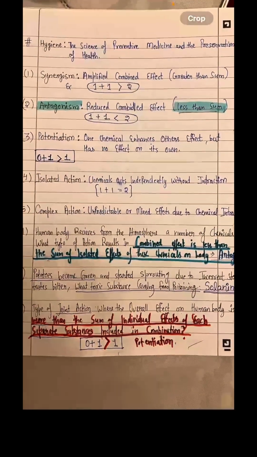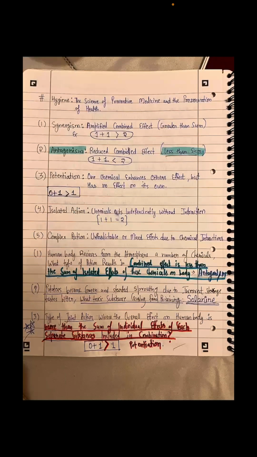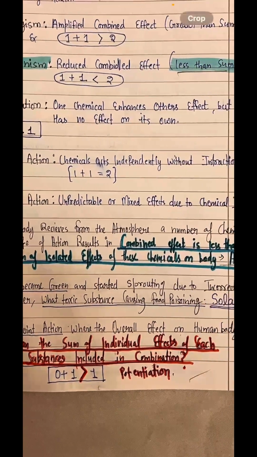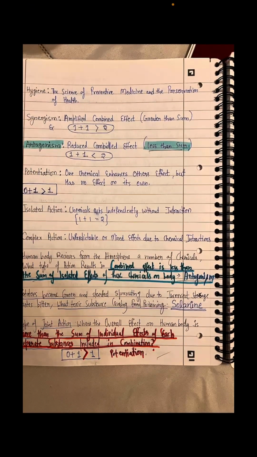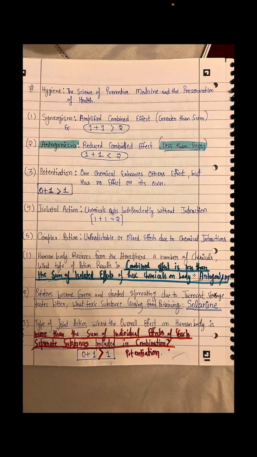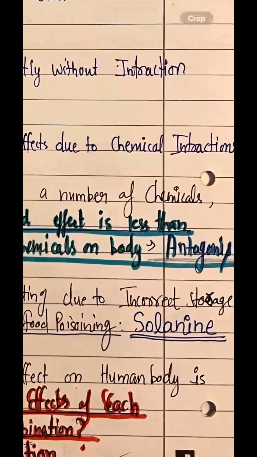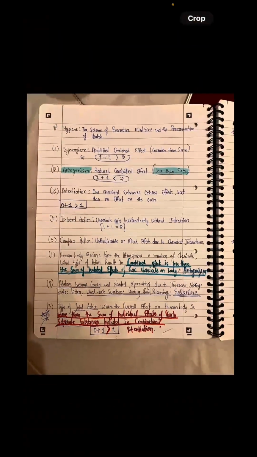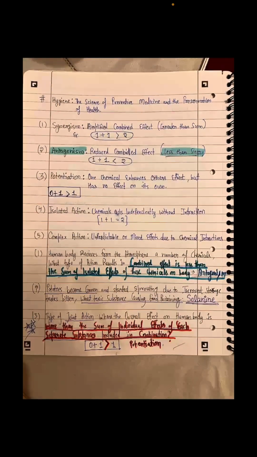The main questions which I have seen are: the human body receives from the atmosphere a number of chemicals. What type of action results in the combined effect which is less than the sum of the effects? So we know that less than the sum of effects is antagonism, right? So question 1 is easy, where it just directly says that the combined effect is less than the sum of the isolated action. So we are going to mark antagonism for this question.